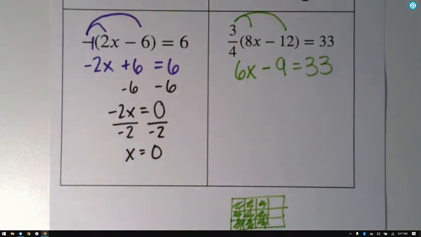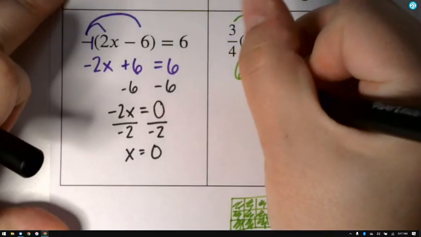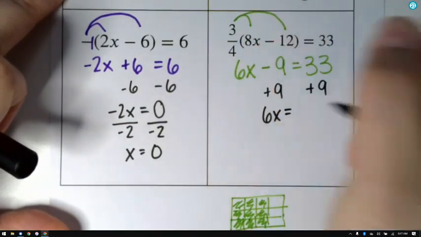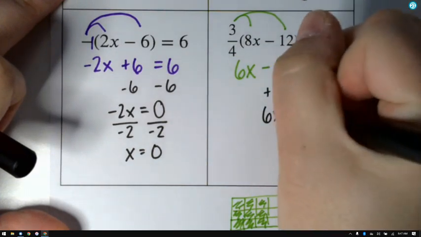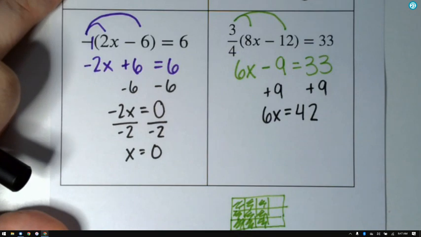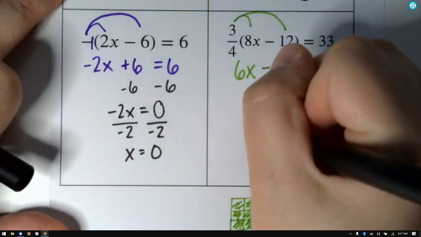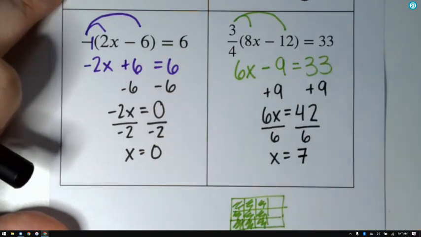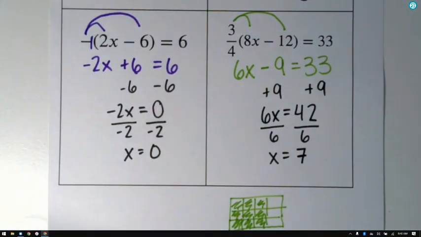From there, I can add 9 to both sides. I get 6x equals 33 plus 9, which is 42. And then I can divide both sides by 6. I get x equals 7. Okay. Any questions right now?